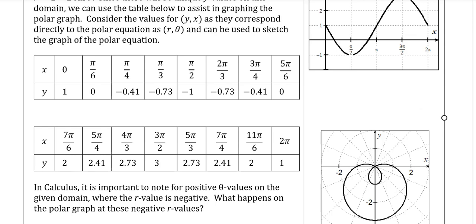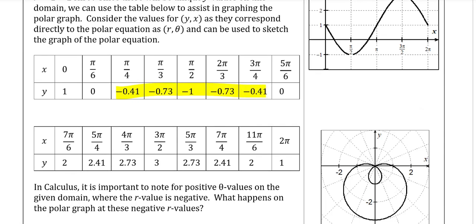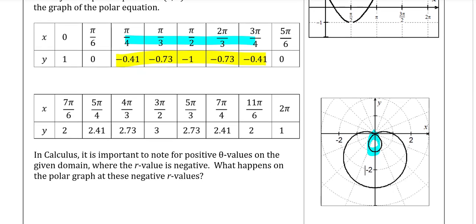Okay, so here's the table of values, and one thing we want to take note of is that there is a section of y values where we have negative values for a positive angle. That is what creates the inner loop here. So we want to note that if we have a positive theta on a domain and r is negative, what we're going to get is an inner loop. So we're going to see that this inner loop is created.